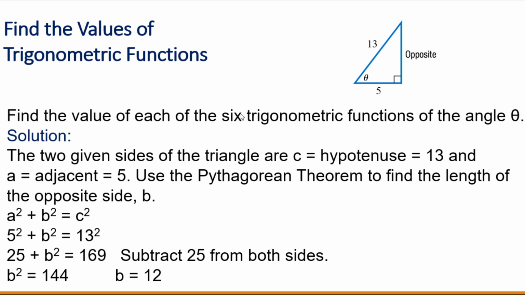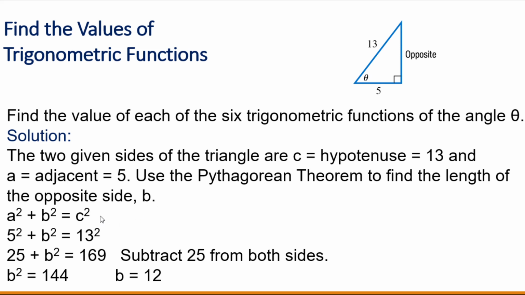And so we've got to find the hypotenuse, which we know is 13. The adjacent side to theta is 5. That adjacent means that it is right beside it. And we will use the Pythagorean theorem to find the opposite side, the side directly opposite from angle theta. And that is going to be side B.